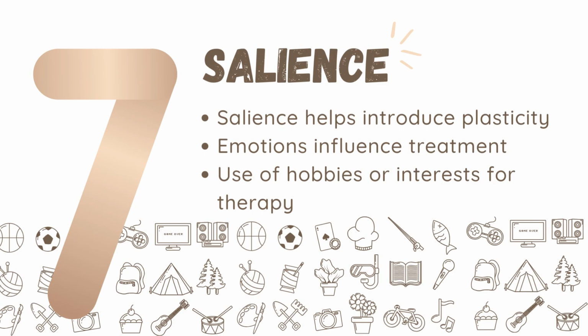Principle number 7: salience. Training must be important for you to introduce plasticity. Our emotions influence treatment, including how effective it is and how our long-term memories are made. So using hobbies or interests for therapy will make learning new things easier. This is a critical step in healing the brain.